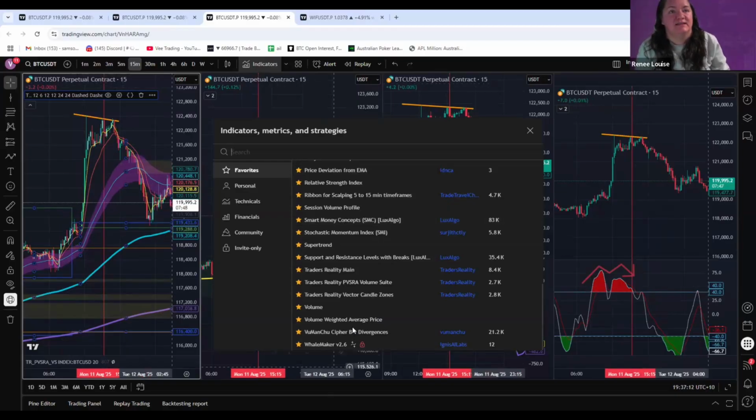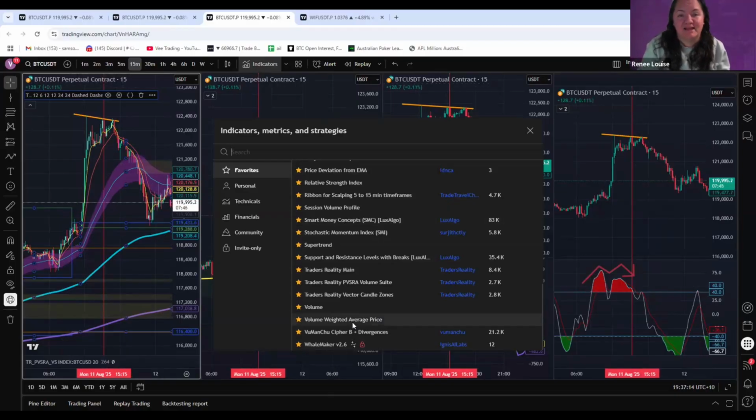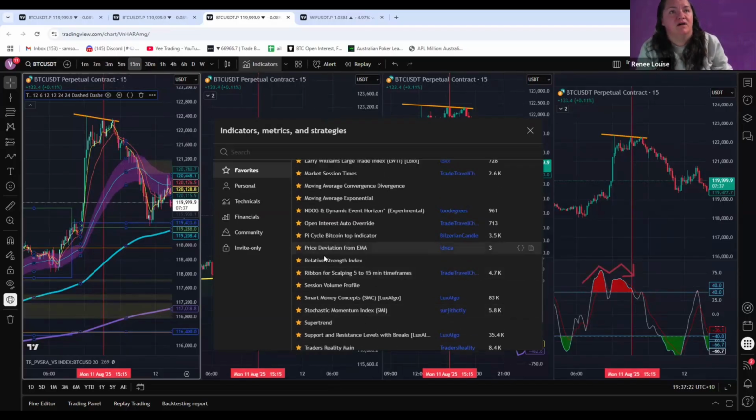And then the VWAP, volume weighted average price, is a standard indicator, just everywhere. If you just type in VWAP, it should come up. And then we've got the regular RSI, and the stochastic momentum index. So SMI is that one. That's the stochastic momentum.